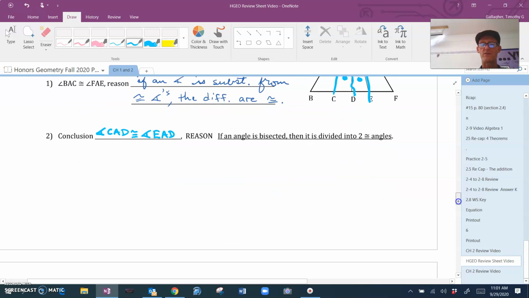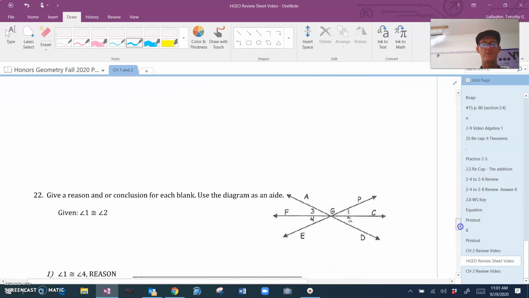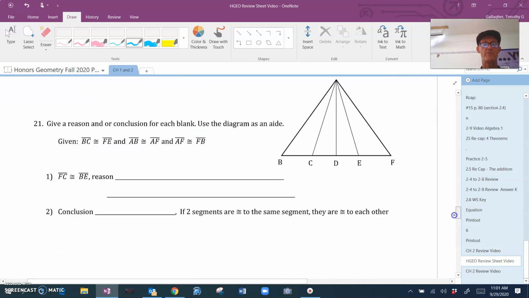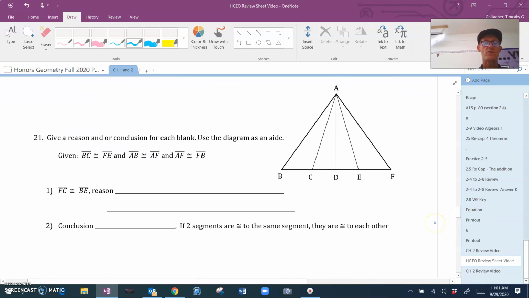So that's what we have to do for this problem now, okay? So we have to do that for a couple more problems, two more. All right, so this problem says that BC and FE are congruent. AB and AF are congruent. And AF is congruent to FB.